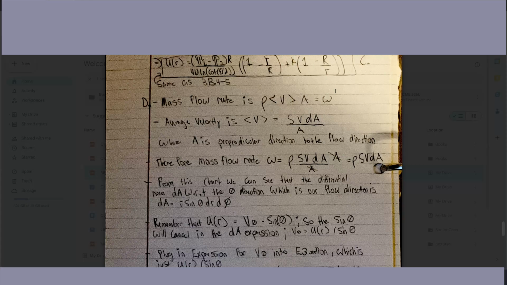But I know there's a weird way to say the symbol, but I kind of forgot what it is. So average velocity is the integral of the velocity over the area, which is like the total velocity profile over the area, but then you have to divide it by the area. And the area and the dA, the differential area, are both areas that are perpendicular to the flow direction.